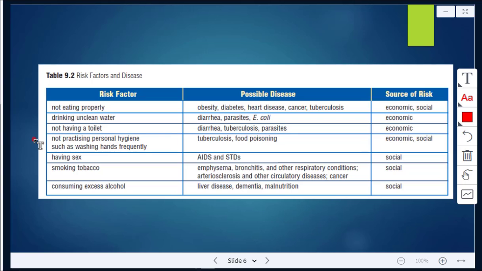Not practicing personal hygiene, such as washing hands frequently: possible diseases are tuberculosis and food poisoning; this is economic and social. Having sex: possible diseases, AIDS and STDs; source of risk, it's social. Smoking tobacco: possible diseases are emphysema, bronchitis, respiratory conditions, lung cancer, other circulatory diseases. The source of risk is social. And consuming excess alcohol can lead to liver disease, dementia, malnutrition, and the source of risk is social.